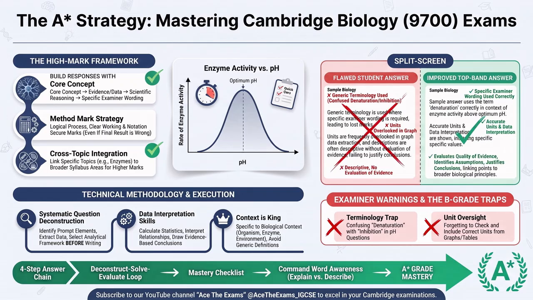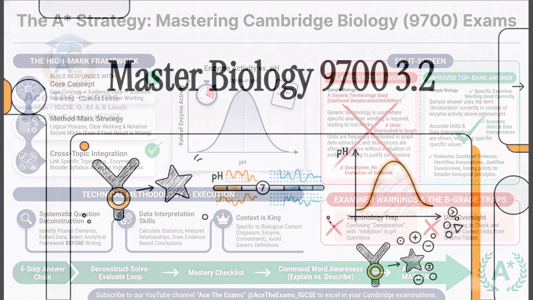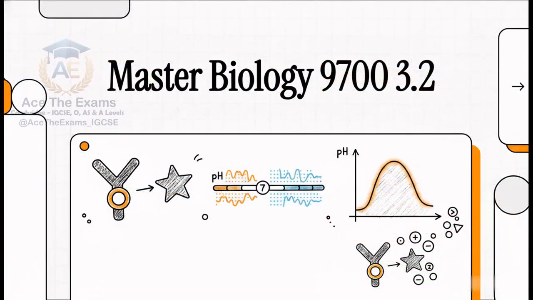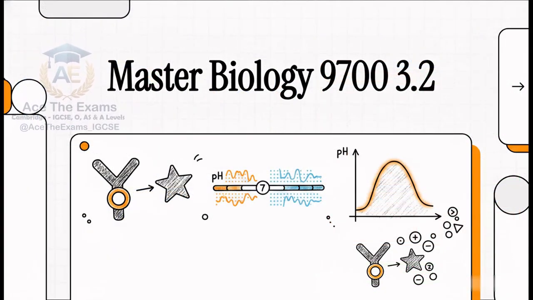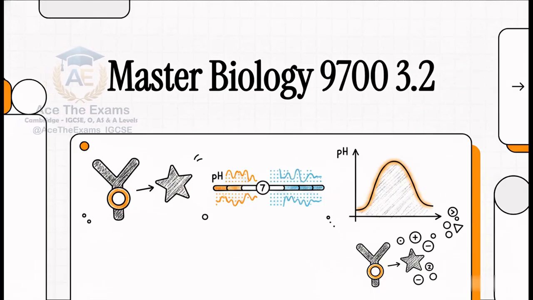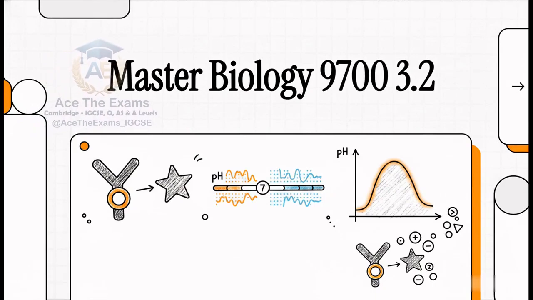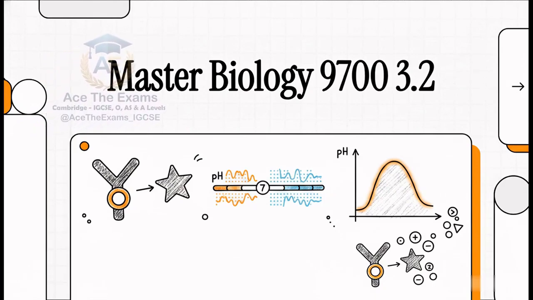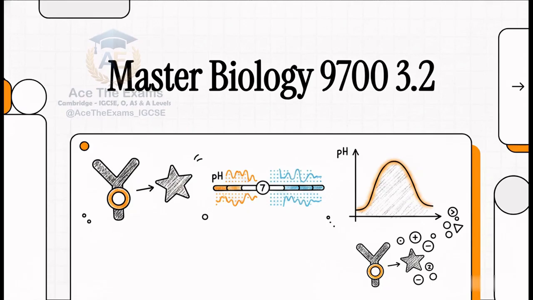Okay, so did you know that the difference between a B and an A star in Cambridge biology literally often comes down to just one single topic? It actually does. Section 3.2, the effect of pH and buffer solutions on enzyme activity, is notoriously tricky. But listen, I'm going to show you exactly what examiners look for, straight from the principal examiner reports, and how to perfectly structure your answers to secure top band marks in this explainer.